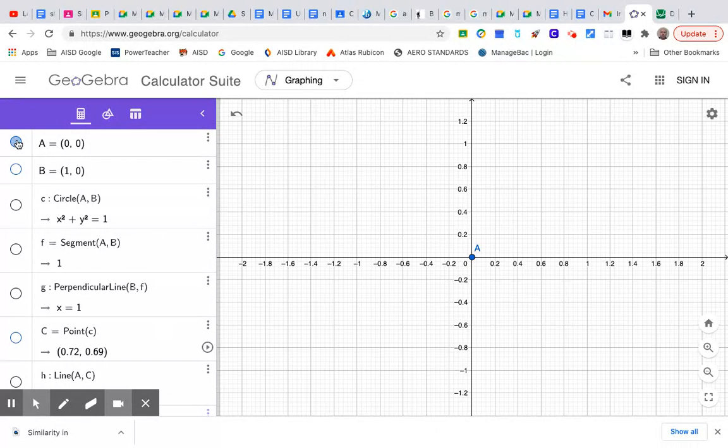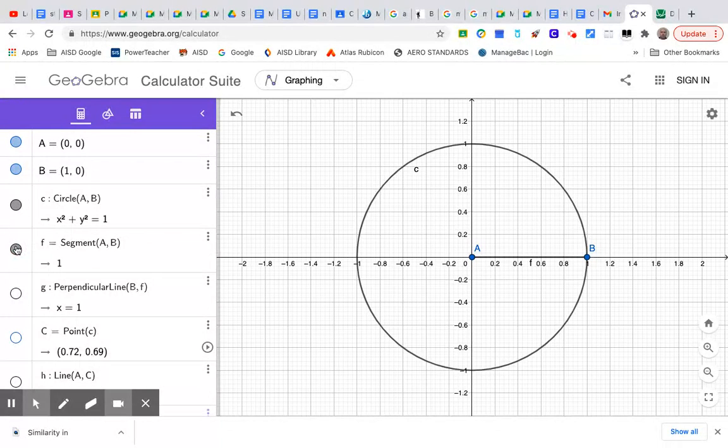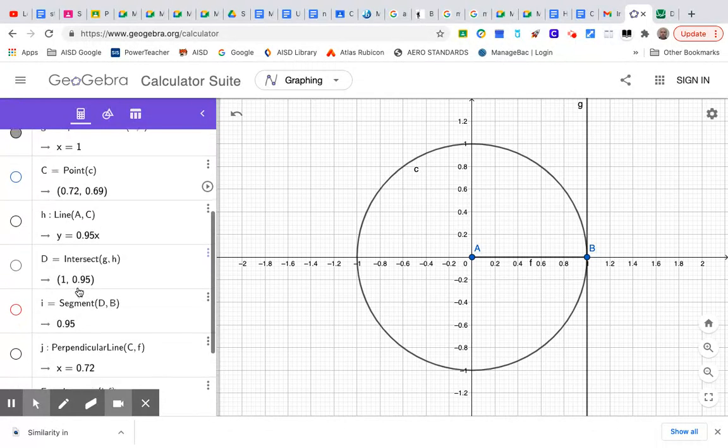So we're going to plot the points 0, 0 and 1, 0, and then I'm going to draw my unit circle. Okay, I'm going to put in the segment AB. That's the radius, it's 1. The next thing I'm going to do is draw a line perpendicular to AB that passes through B. Okay, nice.